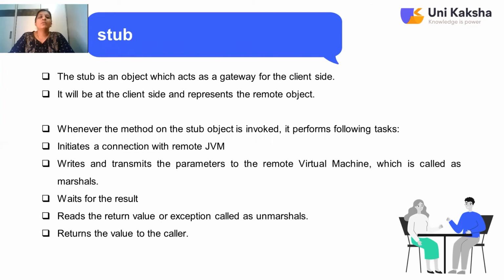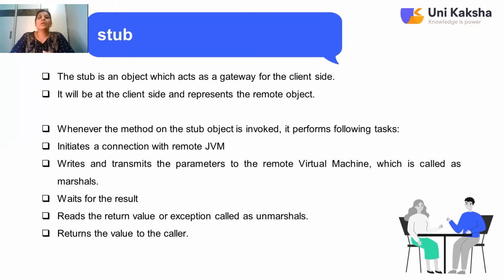Now let's have a look at the stub. Stub is an object which acts as a gateway for the client side. Basically, it is an object which resides at the client side and it represents the remote object. So whenever any method on the stub object is invoked, it is going to perform a list of tasks. The very first thing is that it will initiate the connection with the remote JVM, that is the destination JVM.